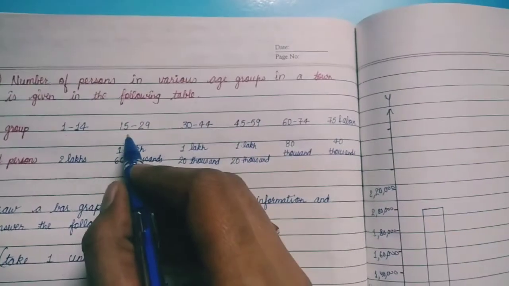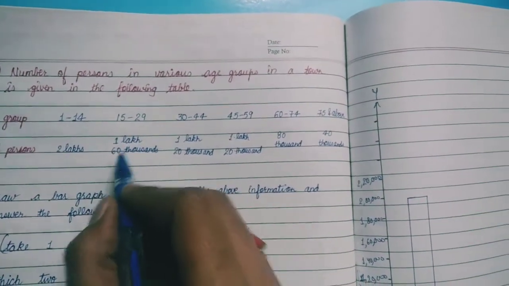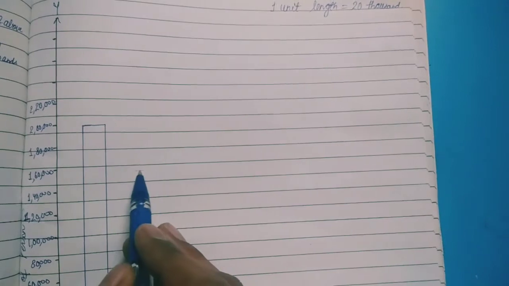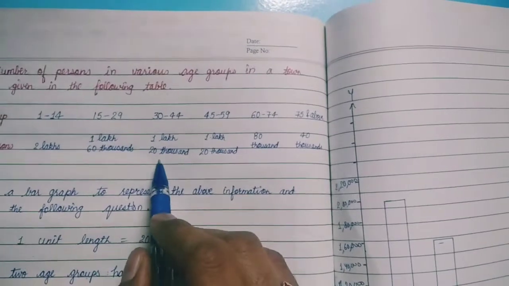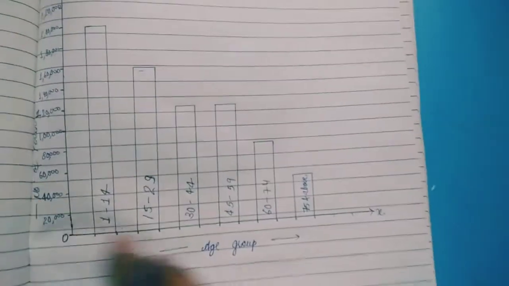Now we will draw a bar for 15 to 29. Its top is in front of 1,60,000. So after leaving one gap, when we draw the bar, its top is in front of 1,60,000. As you can see, the 15 to 29 age group is in front of 1,60,000. In the same way, we will draw the remaining 4 age group bars.